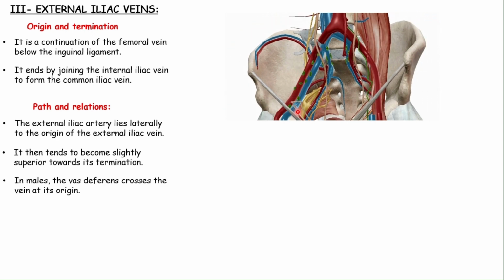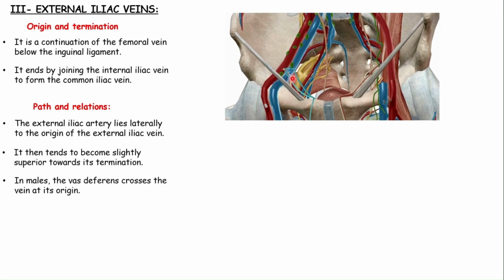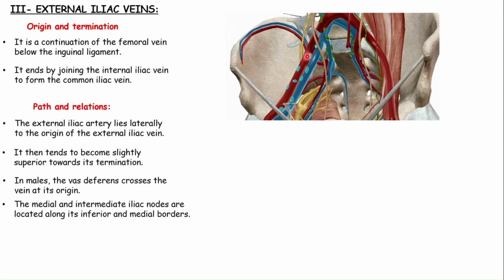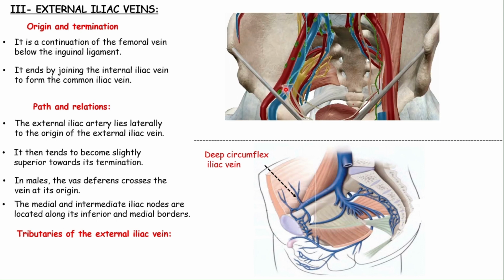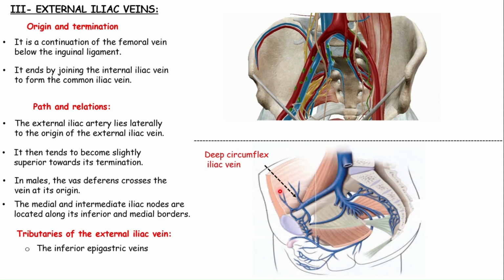In males, the vas deferens crosses the vein at its origin, and the medial and intermediate iliac nodes are located along its inferior and medial borders. The tributaries of the external iliac veins are the inferior epigastric veins and the deep circumflex iliac veins.